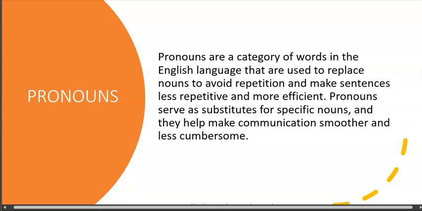So pronouns. Pronouns are a category of words in English that are used to replace nouns to avoid repetition. We already discussed this when we were beginning the topic. I gave an example, like instead of saying my mother is a doctor, my mother traveled to the US, my mother is the best. You realize I keep on repeating my mother, my mother. So to avoid this repetition, we use pronouns in place of these nouns.